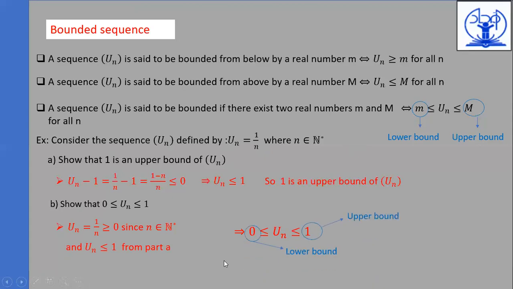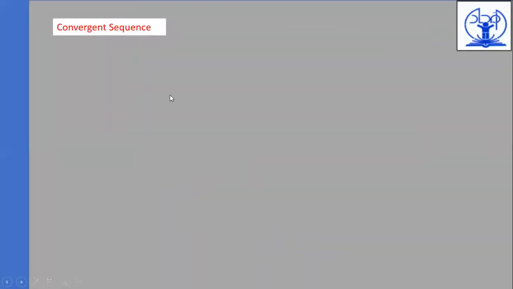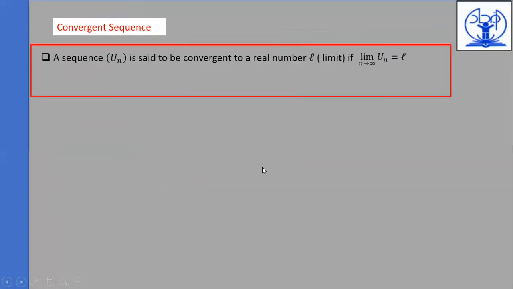So 1 is an upper bound, 0 is a lower bound. What do we mean by a convergent sequence? A sequence un is said to be convergent to a real number L if and only if the limit of the sequence as n tends to infinity exists. And don't forget here that n is a natural number. Even if n is going to plus infinity, n could be even, could be odd, because n is not a real number. In specific, it's a natural number.